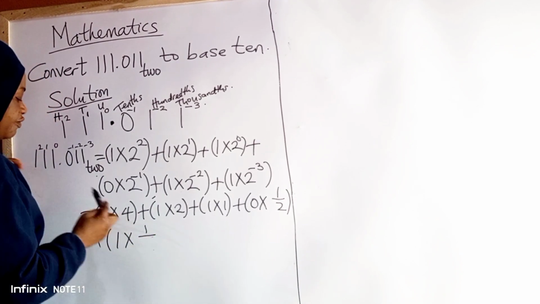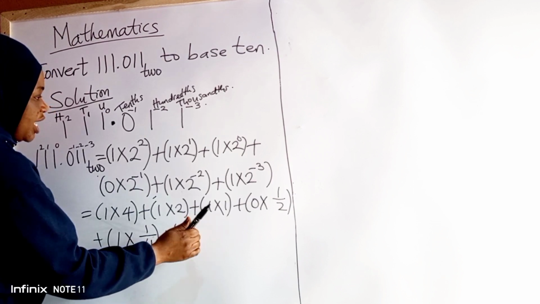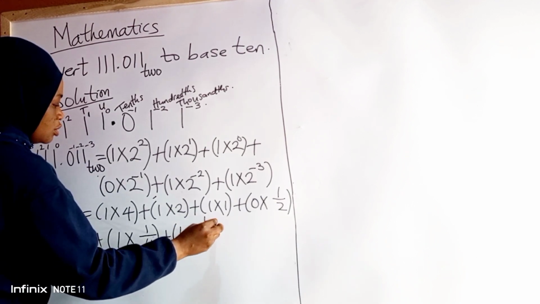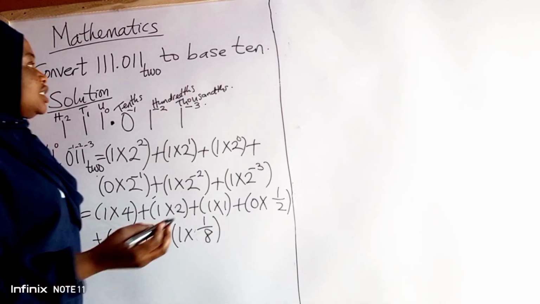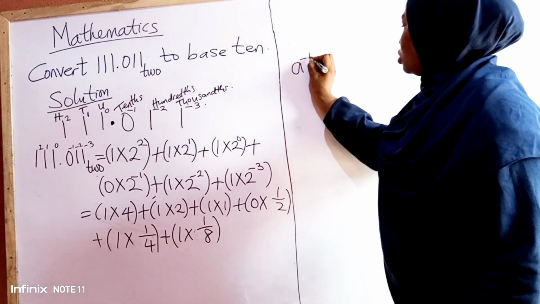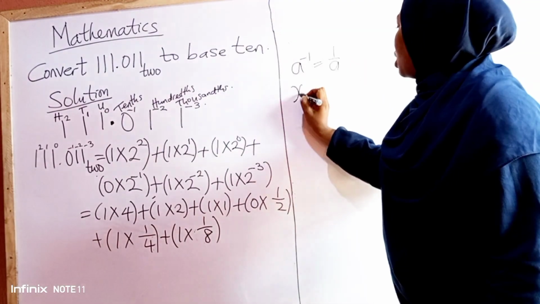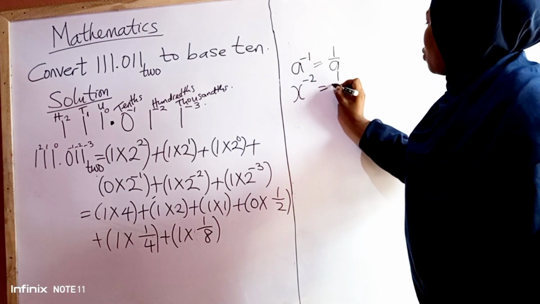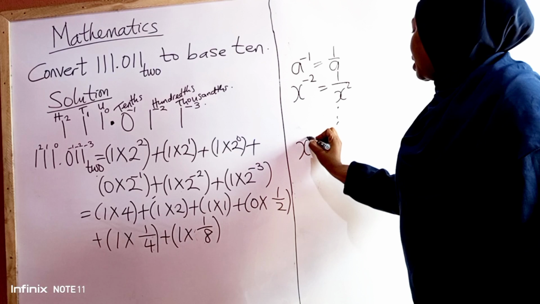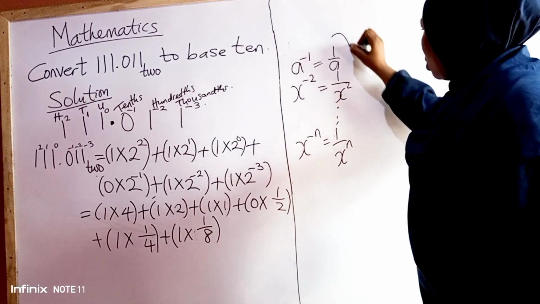So 1 over 4. Plus, last but not least, 1 multiplied by 2 raised to the power of minus 3 is 1 over 2 raised to the power 3. And 2 raised to the power 3 is what? 2 raised to the power 3 is 8. You have to know this: anytime you have, let's use a, raised to the power minus 1, it means the reciprocal of a, which would be 1 over a. So anytime I have x raised to the power minus 2, it means the reciprocal of x squared, and so on till I get x raised to the power minus n. It'd be 1 over x raised to the power n. So you have to know all this.